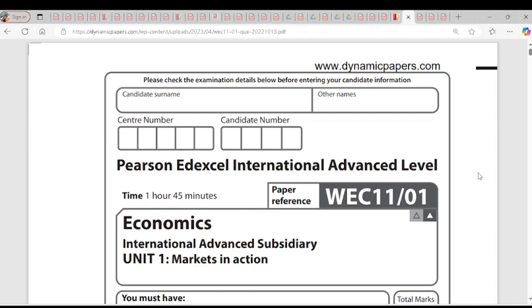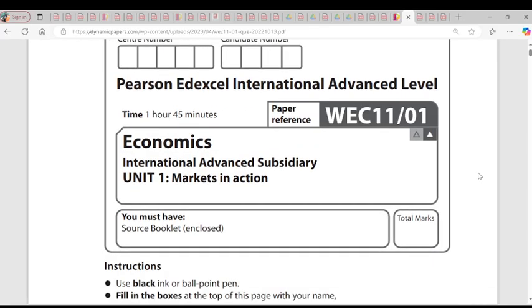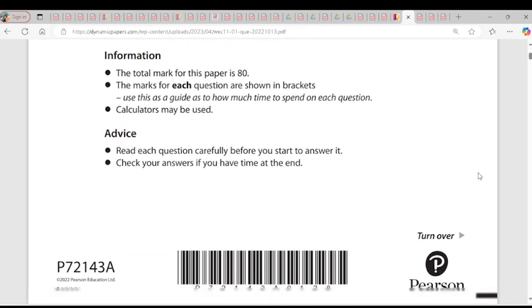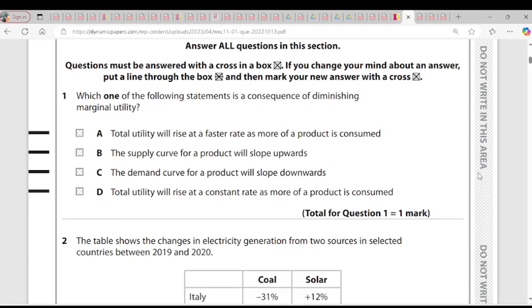So going to economics paper 1, May, June 2022, October, November 2022. So the first question says, which one of the following statements is a consequence of diminishing marginal utility?